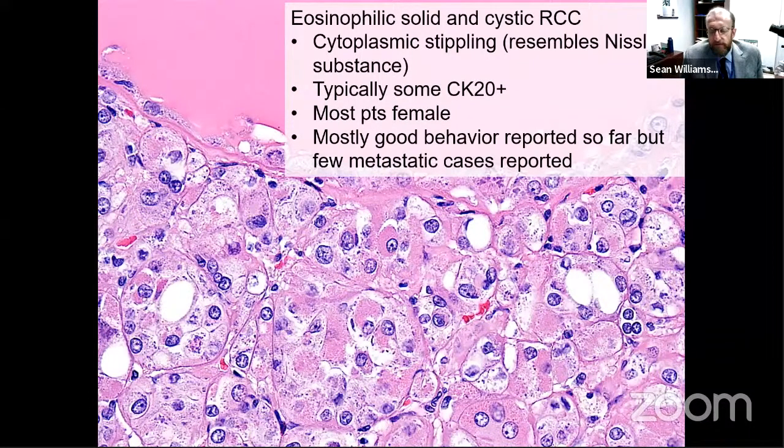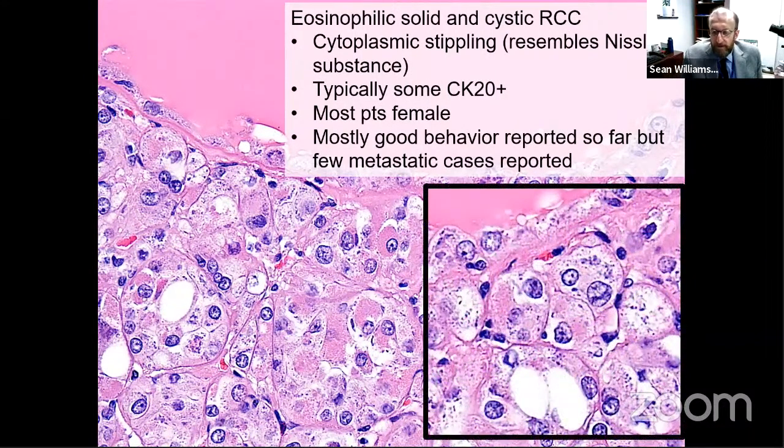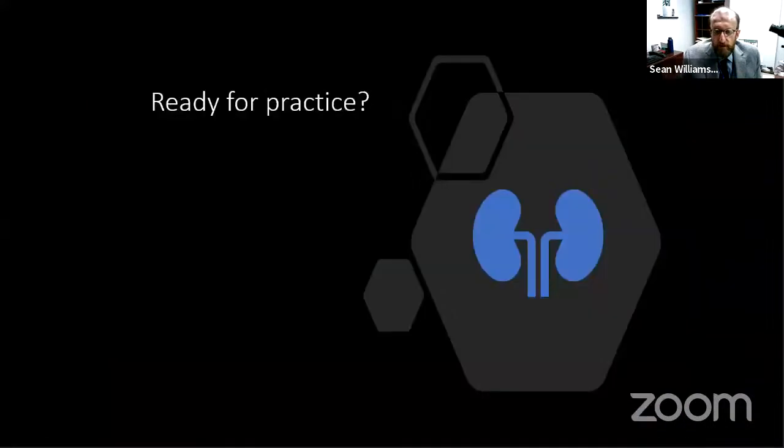Typically, there is some positivity for cytokeratin 20, although that is not a requirement. It is possible to have one of these tumors with entirely negative cytokeratin 20, but if you would like to use a marker to help you in classification of these, that's very frequently positive, cytokeratin 20. Almost all of the patients are female, although there have been some exceptions. And at first it was thought that these had very favorable behavior, but a few metastatic cases have been recently reported. So it seems that classification of this tumor as a carcinoma is likely warranted. And here's just one higher magnification inset showing the sort of basophilic stippling of the cytoplasm in this tumor.